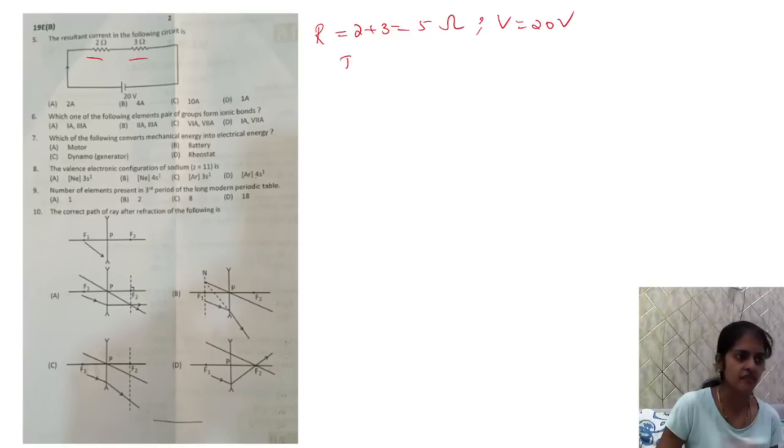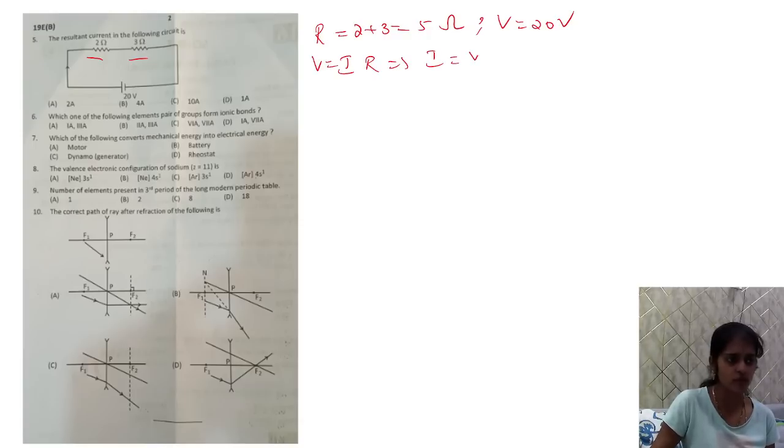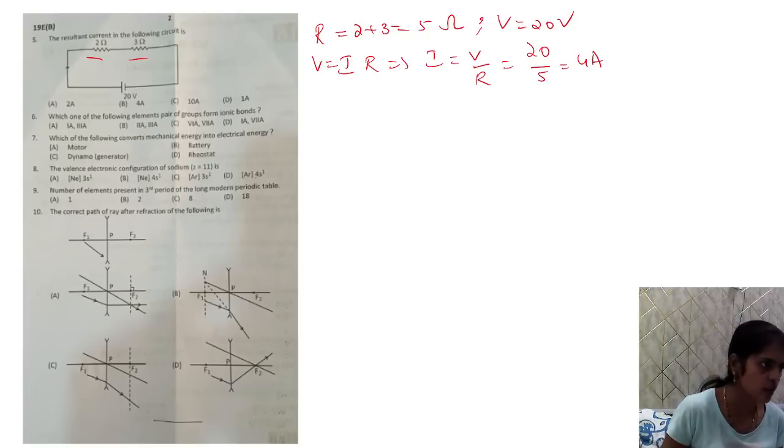The resultant current here. The resistances are 2 ohm and 3 ohm, so adding them you get 5 ohm. Voltage is given as 12 volts. How will I get the current? We know V equals IR, so I is equal to V by R. V is 12, R is 5. So where is the option? Four ampere.